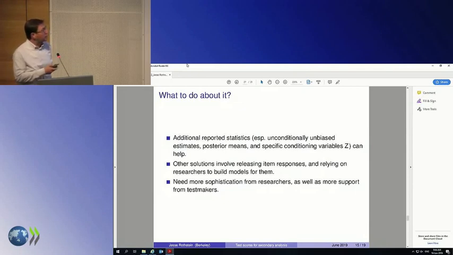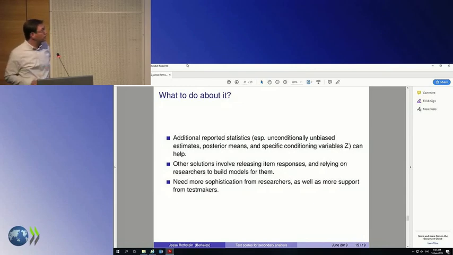And I would also like the test makers to distribute the conditioning variables, Z. Often the conditioning variables come through a really complex system of taking 100 principal components of 1,000 variables, and we just have to hope that we can reconstruct them by coding up the variables we have. I don't think it would be impossible for test makers to just distribute which principal components they used.